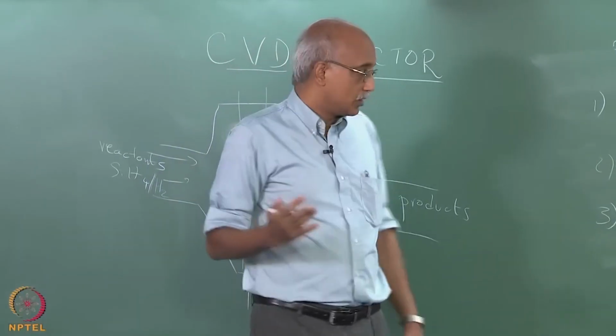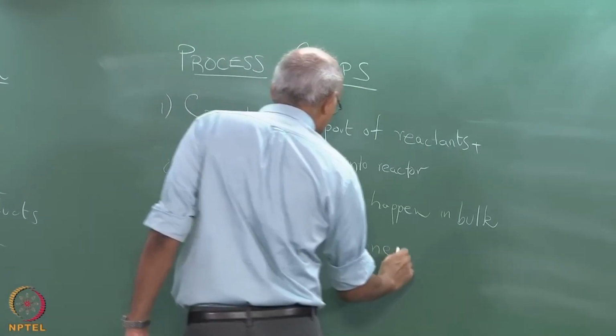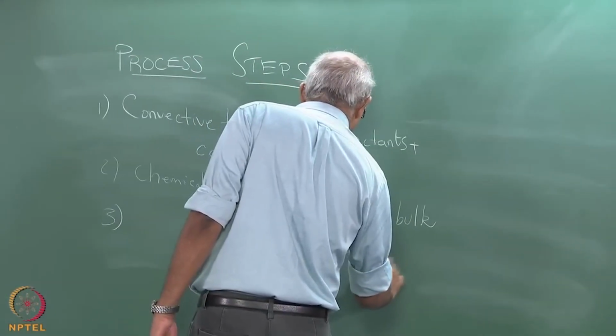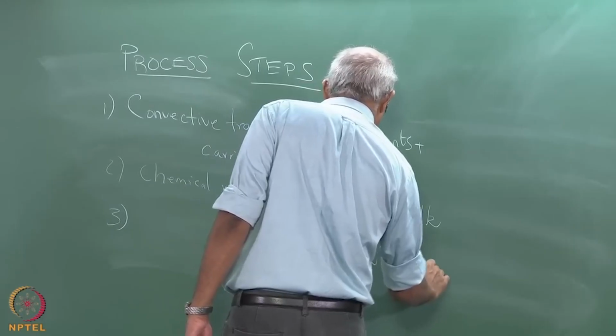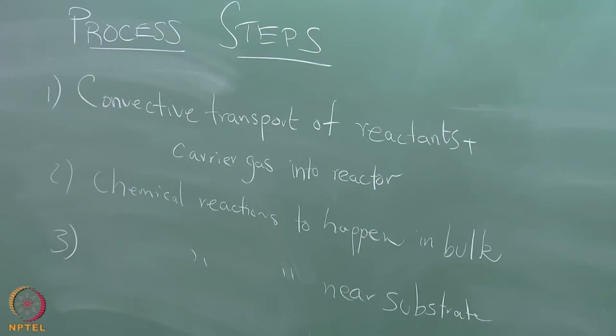chemical reactions must also happen near the substrate, and these reactions will be qualitatively different from the reactions in the bulk, primarily because of the temperature gradient.